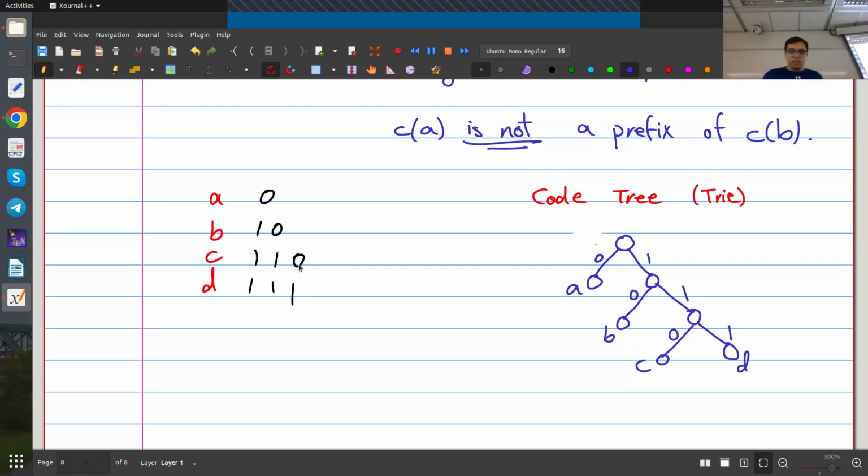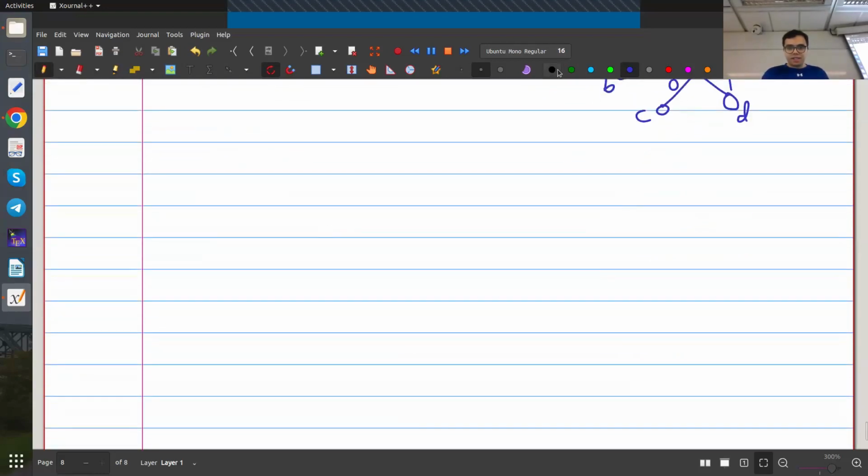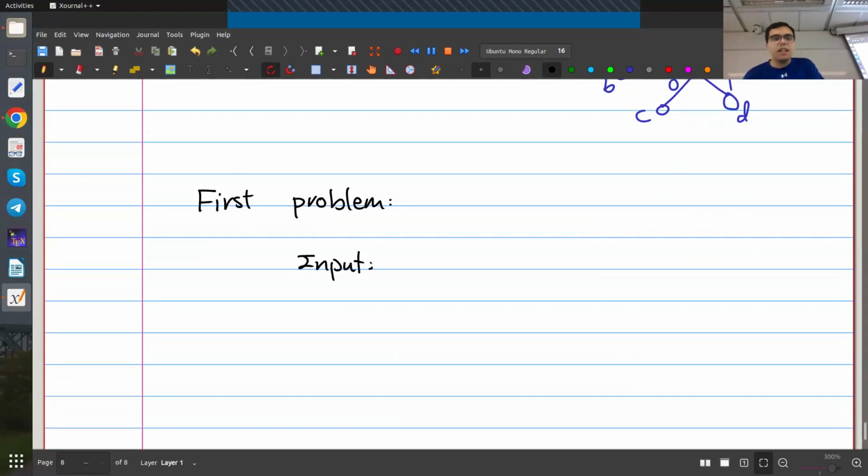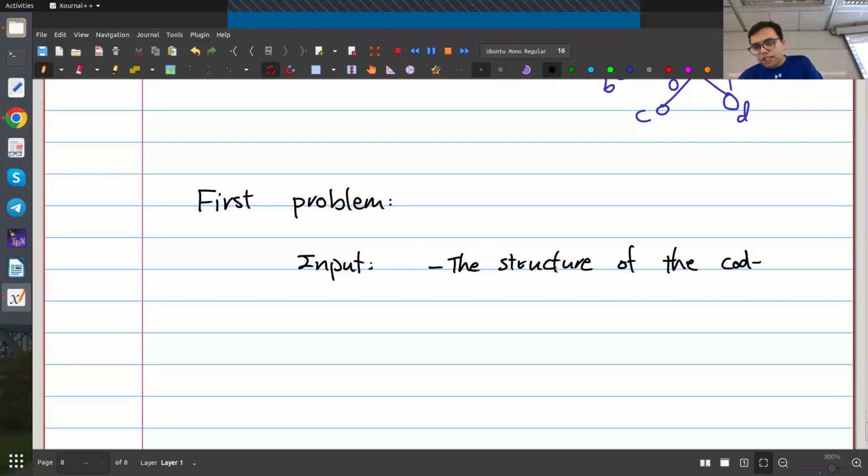Okay. So I'm going to ask you a question, and this is the first problem that we want to solve. Let's say that in the input, I give you the code tree, but I give it to you without the assignment of the letters. So I'm just giving you the structure of the code tree. Or another way of looking at this is that I can equivalently say that I just give you the code words.